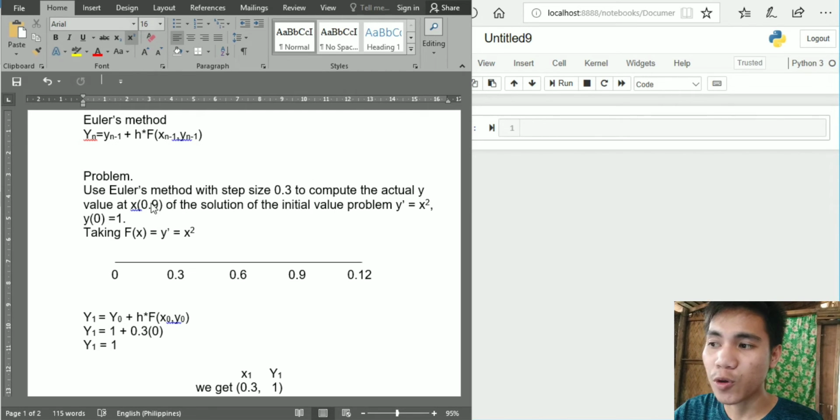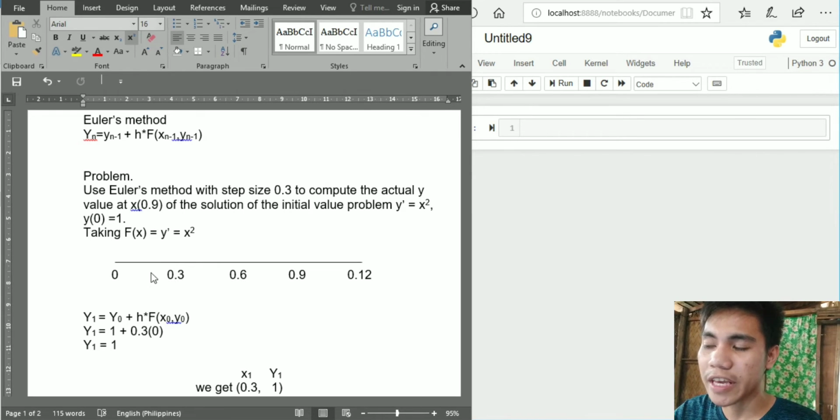So the problem is to use Euler's method with step size 0.3 to compute the actual y value at x equals 0.9 of the solution of the initial value problem y prime is equal to x squared, y0 is equal to 1. Taking function of x as y prime is equal to x squared, we have here a line in which the spans of every point are of length 0.3.